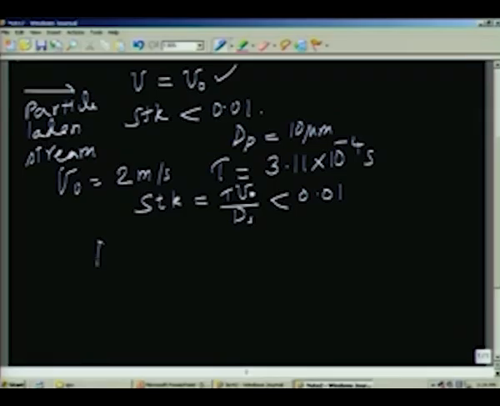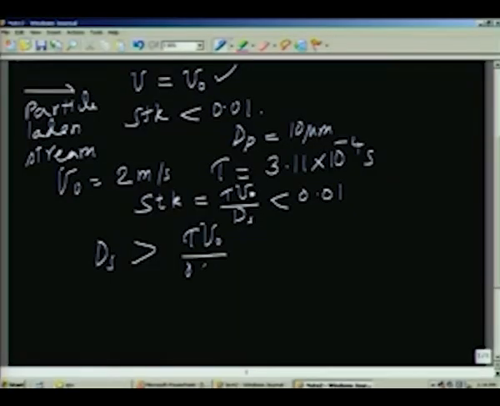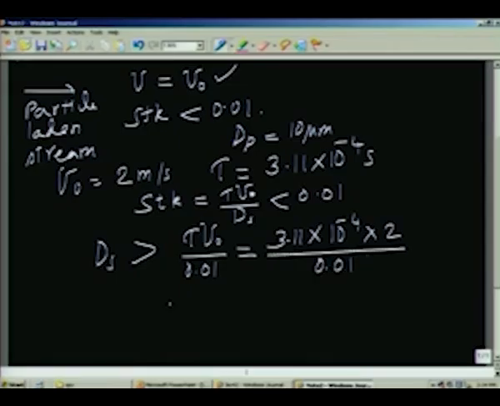So, we will say ds, if I take it to the other side, should be greater than tau u naught by 0.01, and I can put the values 3.11 into 10 to the power of minus 4 into 2 meter per second divided by 0.01, and this comes out to 0.0622 meter. That means the sampling tube must have a diameter greater than 0.0622 to satisfy one of the requirements of the isokinetic sampling.